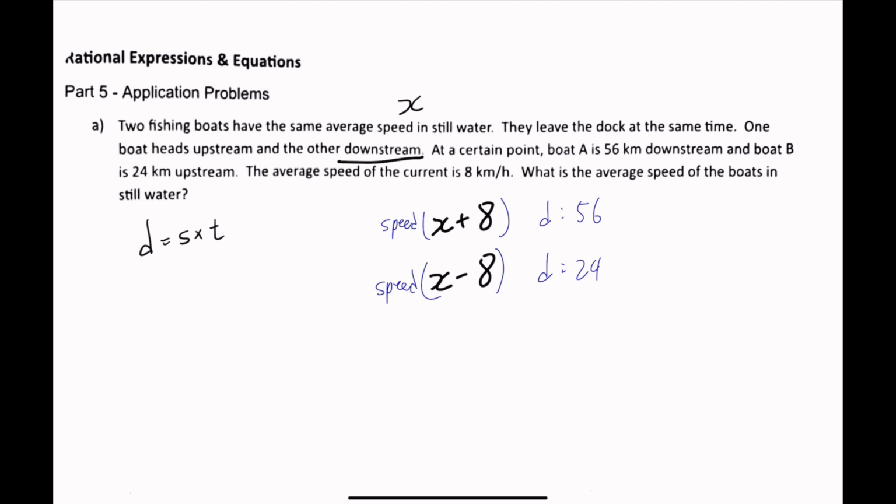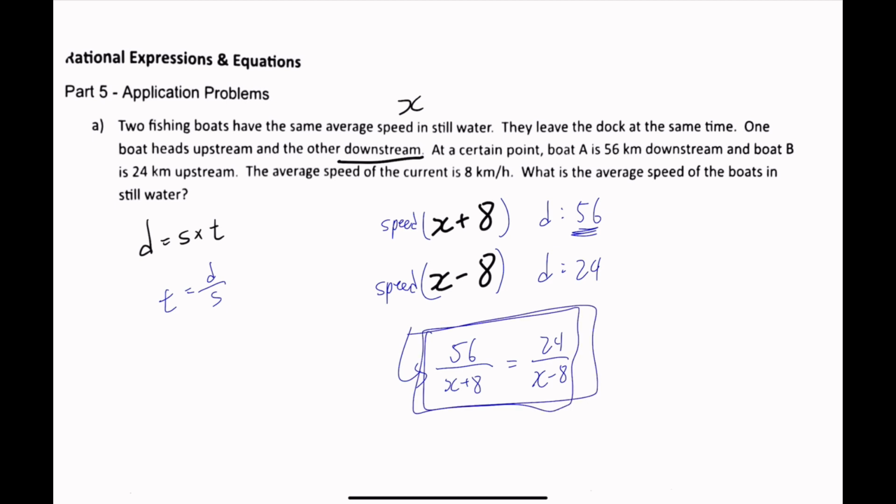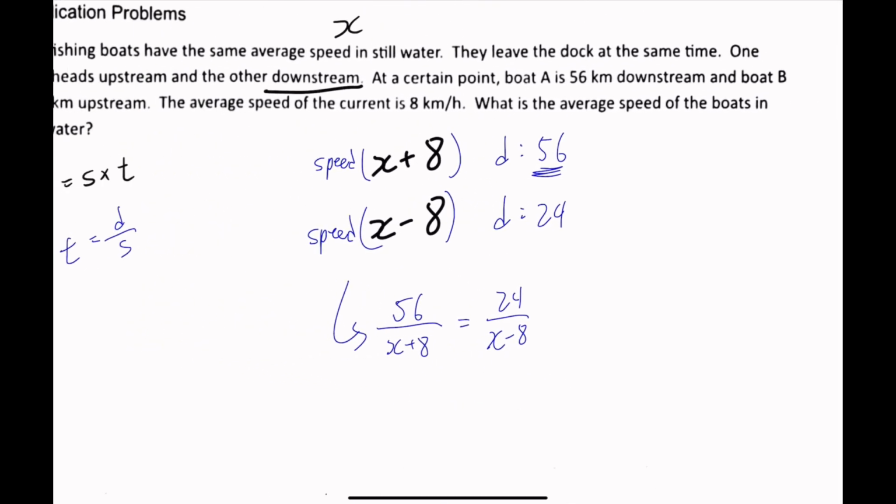And so since we have time as constant, so the time is equal, and time is distance over speed, then we can say that distance 56 over speed x plus 8 is going to be equal to distance over speed. So the time for boat A is equal to the time for boat B, which is going to be 24 over x minus 8, right? And so this is the equation that we have here, and now we're going to solve this.